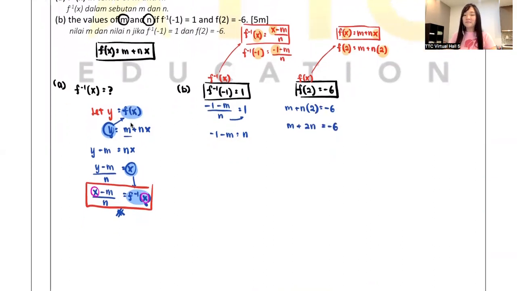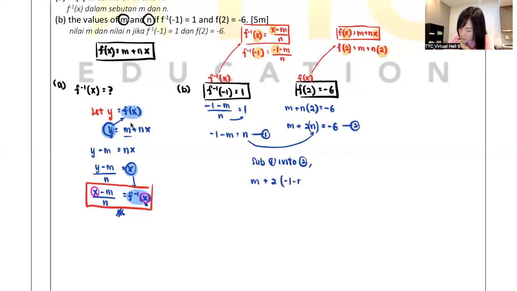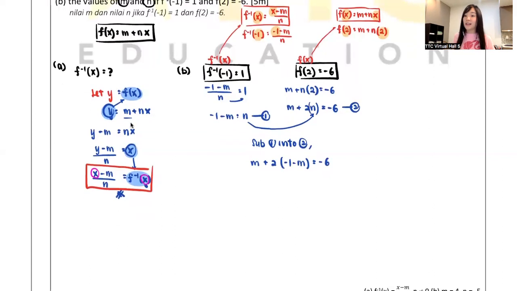Okay, until here. Again, here got 2 unknowns, here got 2 unknowns, exactly like the previous question, so we use simultaneous equations. Normally we use substitution. One, I call equation 1, the other, equation 2. Normally we sub the single unknown into the non-single unknown. So this one, N, I can sub inside here. When you sub inside, M is M, plus is plus, 2 is 2. Look carefully, the N becomes -1 minus M, equals -6. This is exactly how we sub.